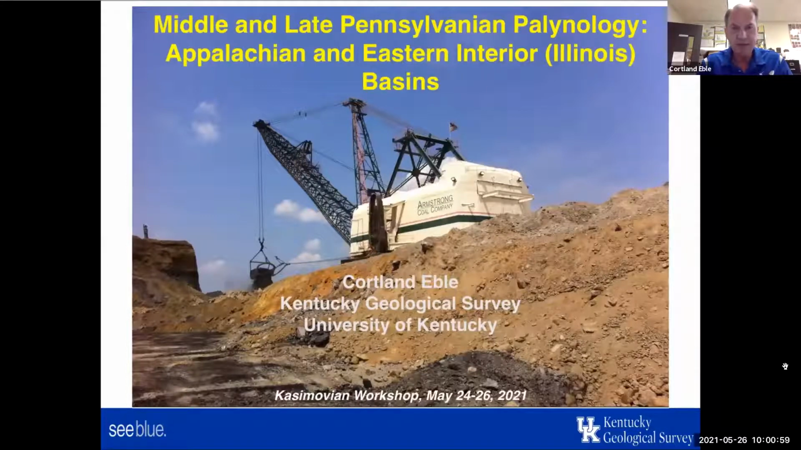Today, I'm going to give a presentation on what we see happening to Palynology near the Moscovian Kasimovian boundary, with some extension in both the Appalachian and Eastern Interior, which is informally known as the Illinois Basin. We in Kentucky and my colleagues in Indiana, which also have the Eastern Interior Basin, always like to point out that the official name is the Eastern Interior and not the Illinois Basin, even though they have most of the basin.